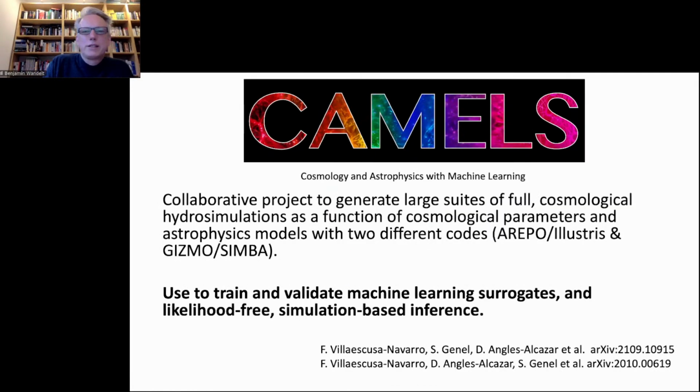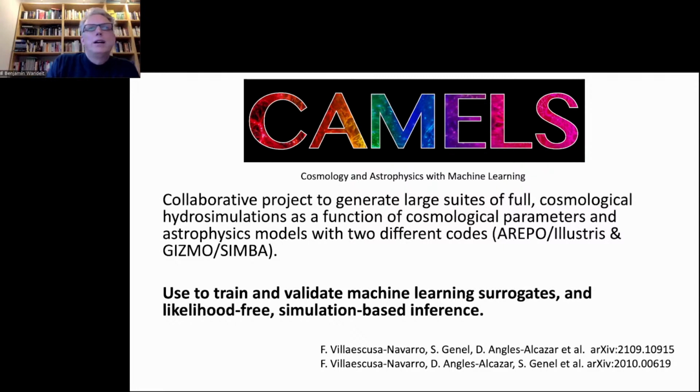Okay, and now in the last couple of minutes, if I still have a bit of time, I wanted to show you what happens when you take all these methods and you apply them to detailed cosmological simulations with hydro simulations. So this is in the context of the CAMELS collaboration, cosmology and astrophysics with machine learning, where we have two separate sets of hydrocodes that produce galaxies and all the rest of it from a set of initial conditions.